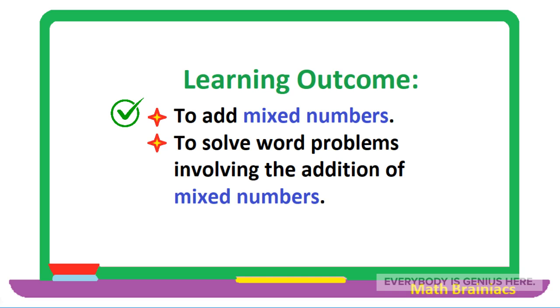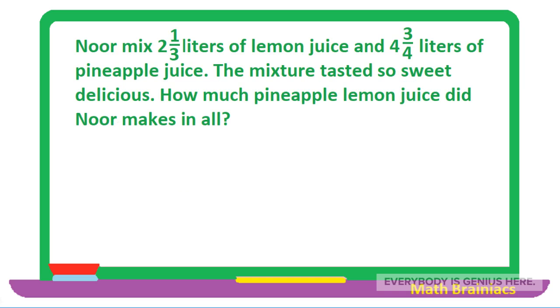Now, let us study how to solve word problems involving the addition of mixed numbers. Let us work on this example so that you will be guided. Nor mixes 2 and 1/3 liters of lemon juice and 4 and 3/4 liters of pineapple juice. The mixture tasted so sweet and delicious. How much pineapple lemon juice did Nor make in all?